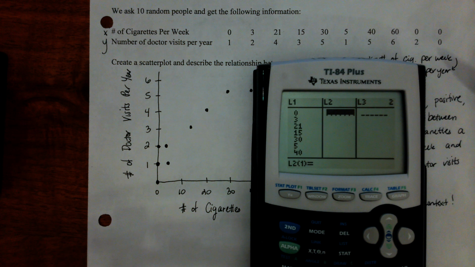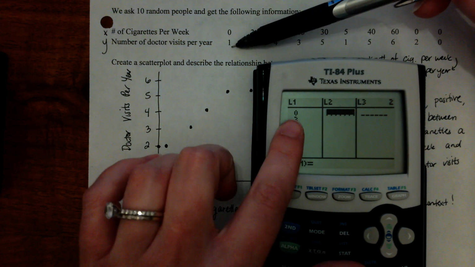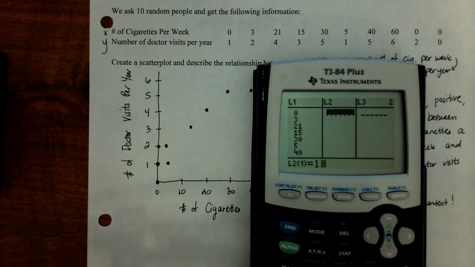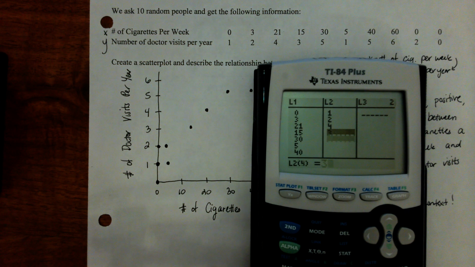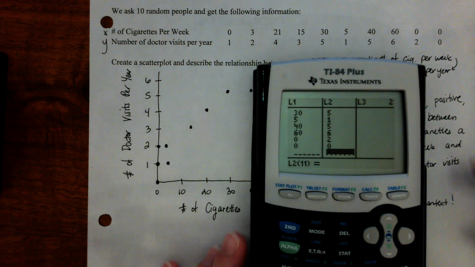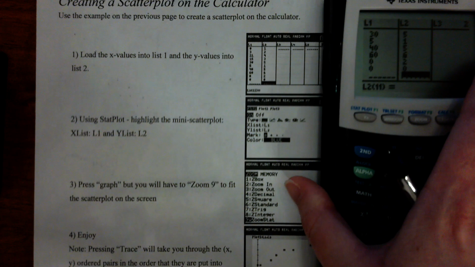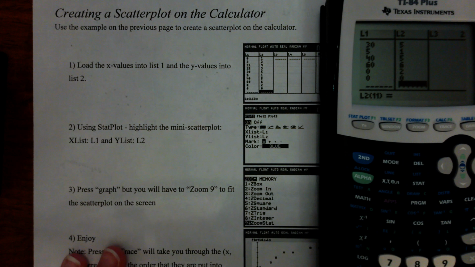I'm going to scroll over to L2, and I'm going to put all my y values in. And make sure they correspond with your x. So we got 0, 1, 2, so we're going to keep the order the same. And these are all directions that are right here. So our list looks just like this. Perfect.